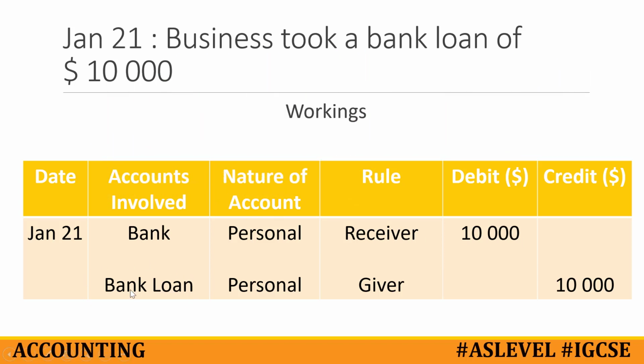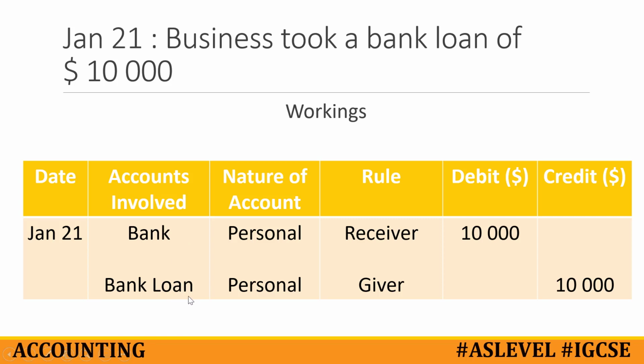The second account is a loan account, but we always write bank loan. So it tells from whom we have taken this loan. So the second account is bank loan. Now this is also the account of the bank from whom we have taken. So this is business bank account and this is the loan account.